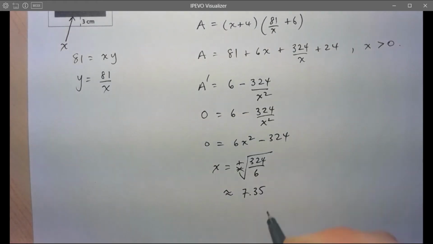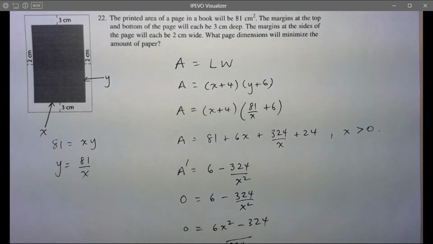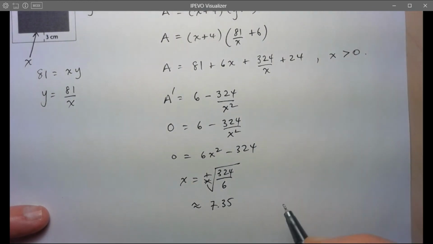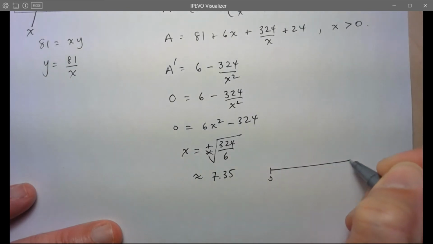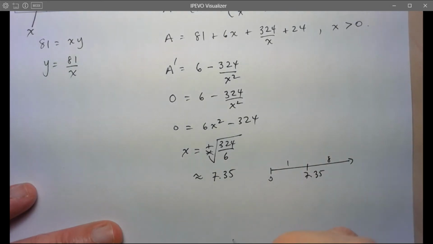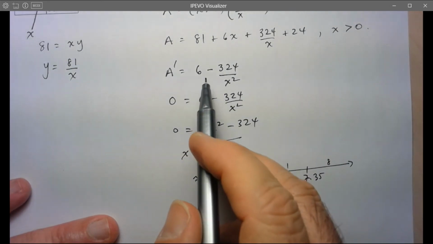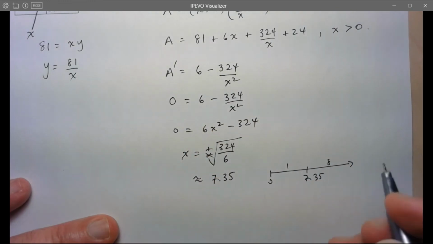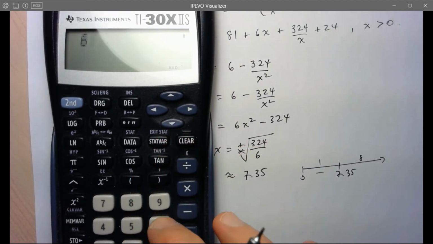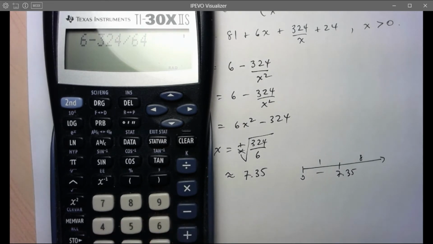Now, of course, what we need is to check that this indeed gives us an absolute minimum on our domain here. So I'm only interested in greater than 0, 7.35. So let's take 1 and let's take 8. 1 will be very easy. That's going to be 6 minus 324, which is just going to be negative. And then for the other one, 6 minus 324 divided by 8 squared, so 64. And we get something positive.